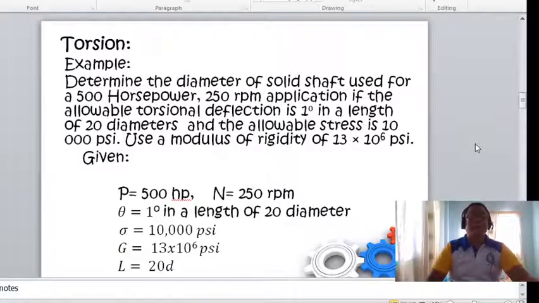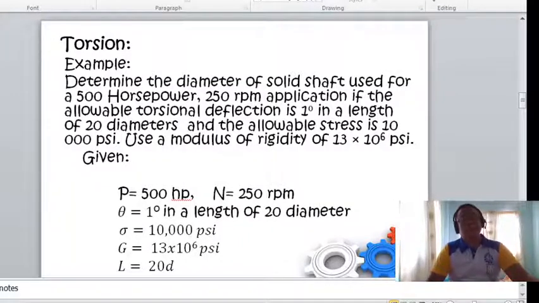So we have here an example for a torsion problem. Determine the diameter of a solid shaft used for a 500 horsepower, 250 revolutions per minute application if the allowable torsional deflection is 1 degree in a length of 20 diameters, and the allowable stress is 10,000 psi. Use a modulus of rigidity of 13 times 10 raised to 6 psi. We have here the given: 500 horsepower, a torsional deflection of 1 degree in a length of 20 diameters, G is 13 times 10 raised to 6 psi, and L is 20 times the diameter.